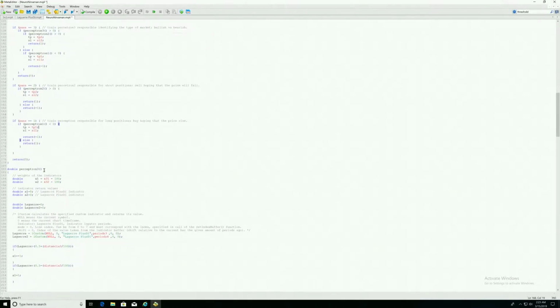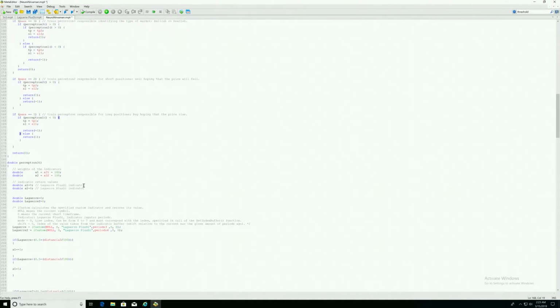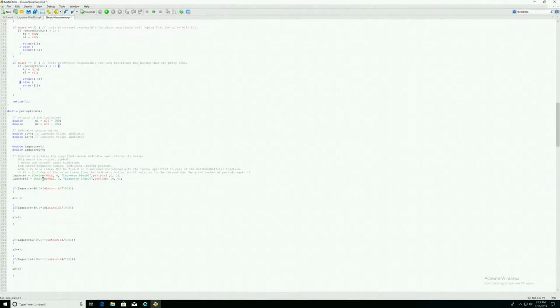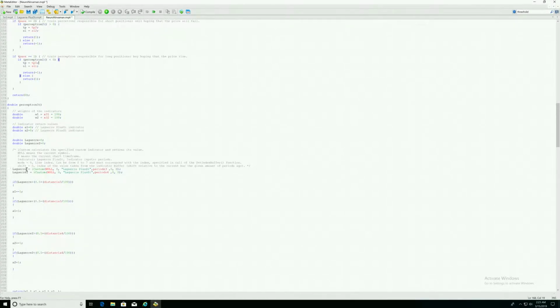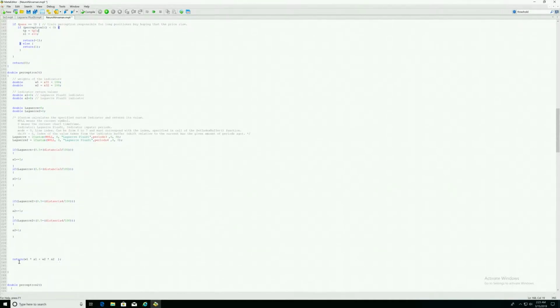So here's the code of the third perceptron, and it's really just computing this Laguerre RSI, and it's using the parameter distance to set a threshold value for the computation. So if you look down here at the return value, the Laguerre RSI is going to return a value either positive or negative, and that's based on whether you should buy or sell. The reason it's called plus DI is because of what it's using. So now we'll take a look at the Laguerre code.